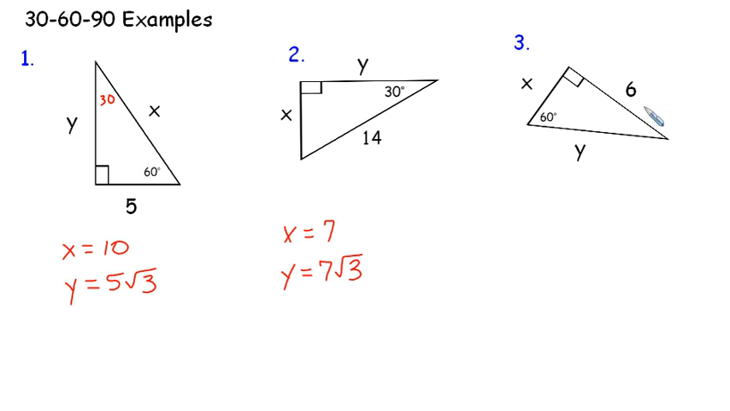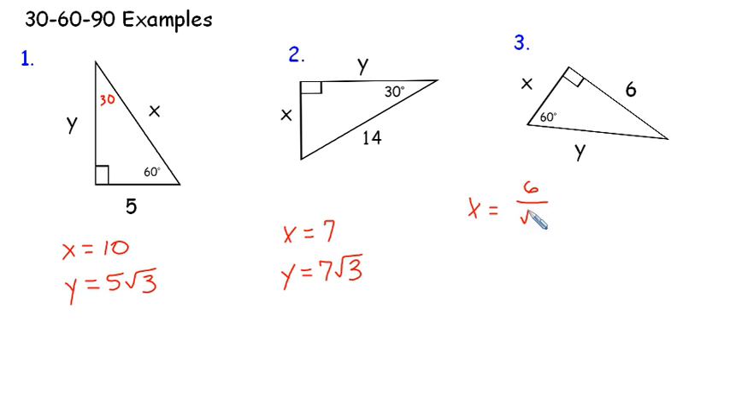Now in my final example, we are given the long leg. The long leg is 6. So remember, if you know the short leg, you multiply by square root of 3 to get the long leg. But if you know the long leg, you're going to have to divide by square root of 3 to get the short leg. So the short leg would be 6 divided by the square root of 3.